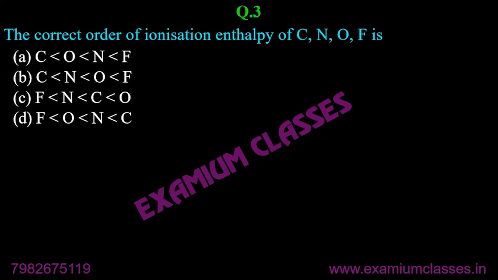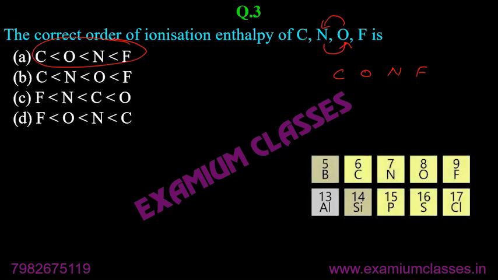Yes, normally it should be carbon, nitrogen, oxygen, fluorine, atomic numbers 6, 7, 8, 9. But we talked about how nitrogen is more stable than oxygen, so it will require higher energy. So both will change their position. Nitrogen will go after oxygen. So it will be C, O, N, F. Yeah, the same point which we discussed. Nitrogen has a stable configuration 1s2, 2s2, 2p3, so it will require a greater amount of energy.